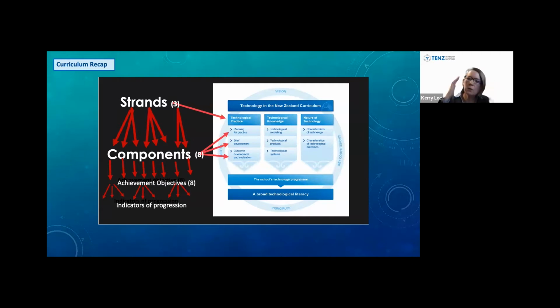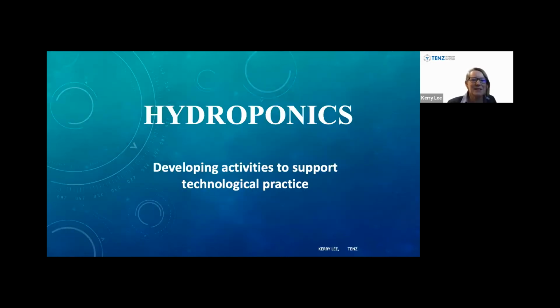Technological know-how, the thinking one, the learning, is broken down into modelling, systems and products. Everyone gets confused with products. Products is actually about the materials, thinking about the materials you're going to use. Then there's the hands one, the practice one. Tech practice is about brief development, planning for practice, outcome development and evaluation. Okay, so that's a quick recap. We're going to do that each time. So by the end, you will know that curriculum inside and out, and you won't have had to struggle learning it. Okay, today's session is on hydroponics.